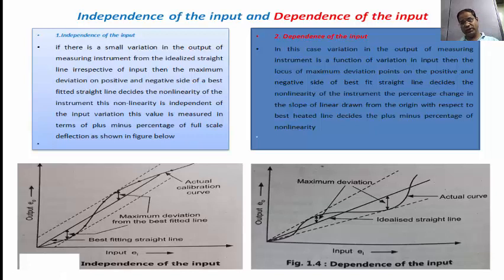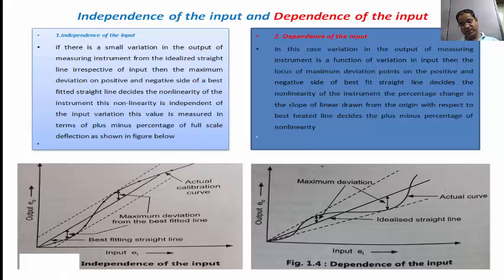So in case the variation of output of a measuring instrument is a function of the variation of input in the transfer curve, then the locus of maximum deviation points, on the positive and negative side of the best fitted straight line, decides the non-linearity of the instrument. The percentage change in the slope of the line drawn from origin with respect to the best fitted line decides the plus minus sign, that is the percentage of non-linearity.